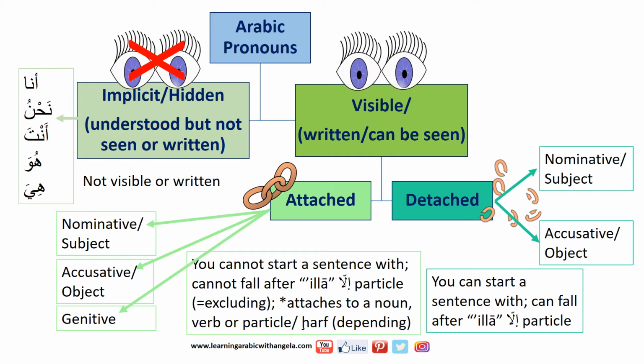And an extra note for advanced learners: so apart from being able to start a sentence with detached pronouns, you can also put them directly after the particle illa, which means apart from or excluding. So example, حضر الجميع إلا أنت. Everyone came or everyone was present apart from you or excluding you. However, you cannot place an attached pronoun after particle illa because it doesn't make sense.